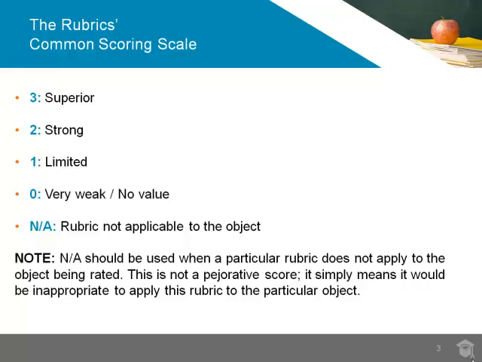Users can rate an object NA when a particular rubric does not apply to the object being rated. NA is not a pejorative score. It simply means it would be inappropriate to apply this rubric to a particular object.